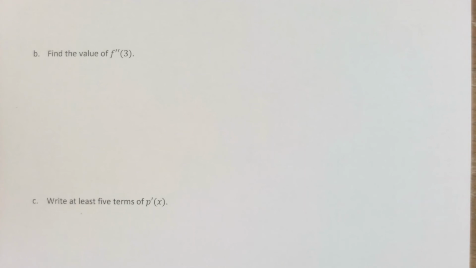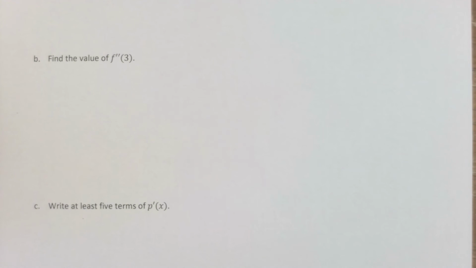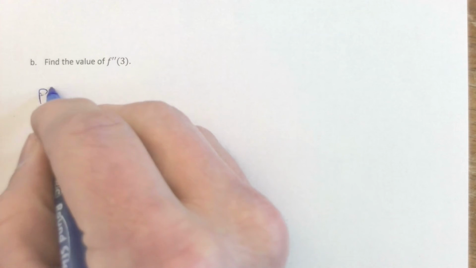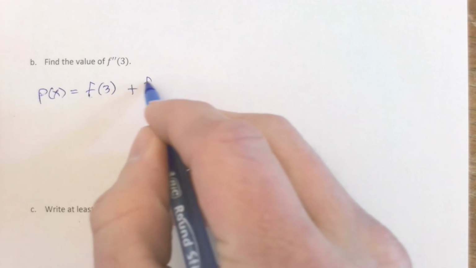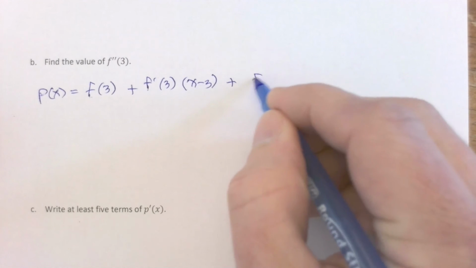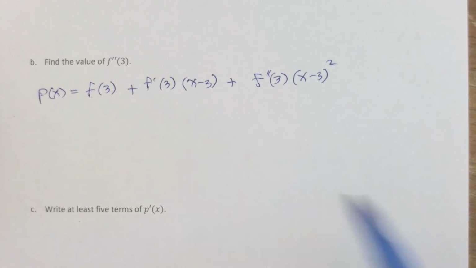All right, next question related to this. Find f double prime of 3. Well, this is a sneaky question. So remember that when you make a Taylor polynomial for a function f expanded at 3, the terms look something like this. P of x is supposed to be f of 3 plus f prime of 3 times (x minus 3) plus f double prime of 3 times (x minus 3) squared. And remember, this is where you have to start dividing by factorials and so forth.